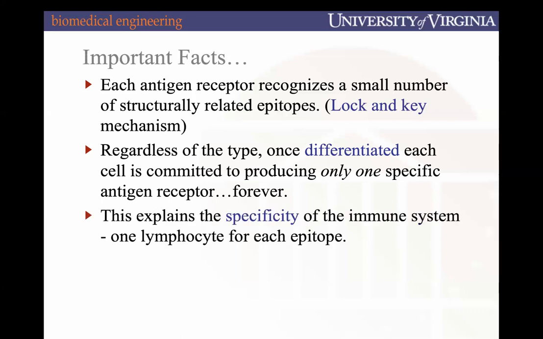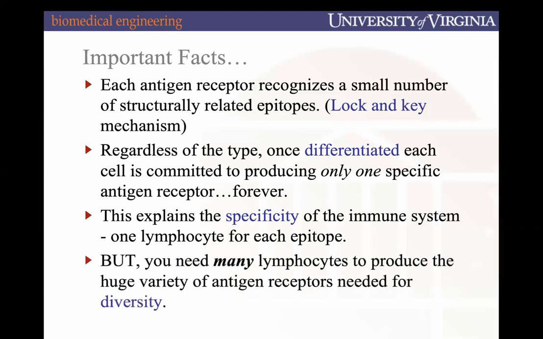And again, this explains why there's such specificity in our immune system: each lymphocyte has one specific antigen receptor that binds to a very specific epitope. But what's important is that despite us having only one lymphocyte at first during development for each epitope, we need many lymphocytes to produce an actual robust immune response that is needed for the diversity. And so we'll actually talk about what that looks like in response to an antigen.